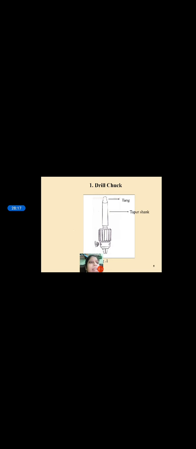So, what is a drill chuck? It is used to hold the drill, and it has a tapered shank which can be fitted into the tapered hole, and the jaws of the chuck are tightened so that the drilling can be done in a very easy manner. Drill chuck, see here, this is a drill chuck. Here in this chuck you are going to fix the drill bit. This is the body, this is the shank, and these are the jaws for holding the drill, and this is a key.